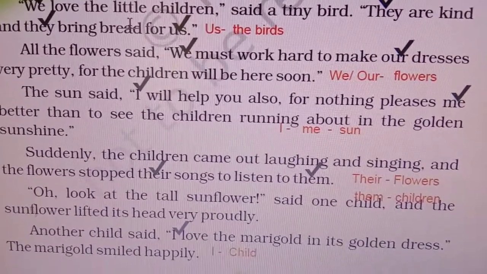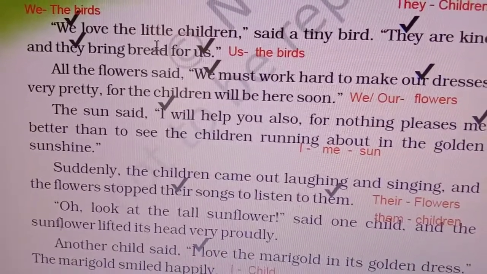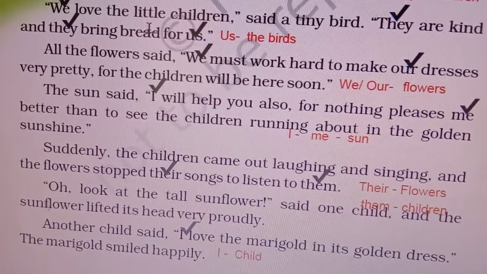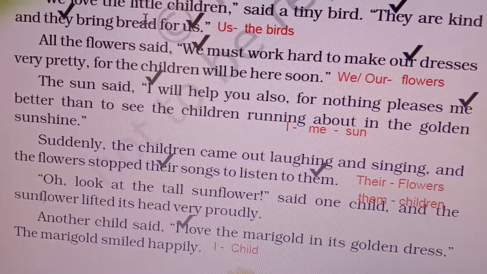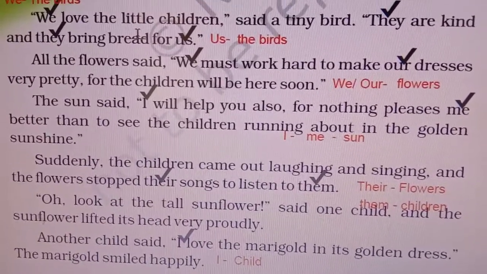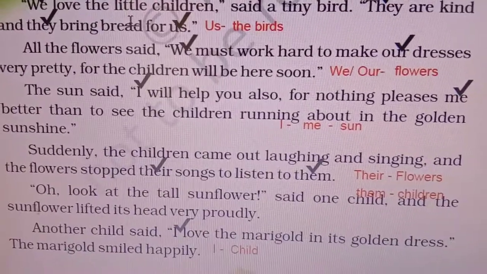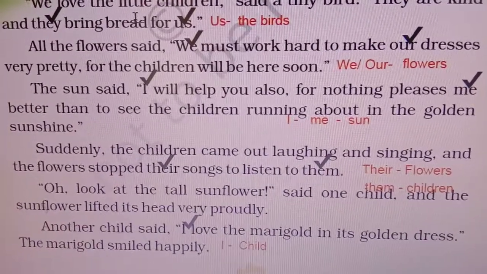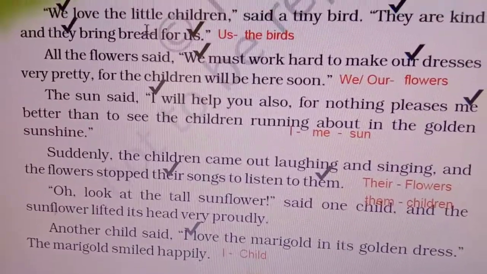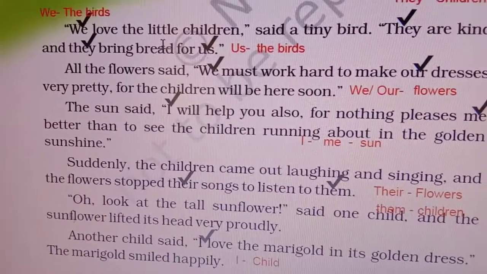All the birds said we must work hard to make our dresses. That means all the flowers said, yes, we must do hard work to make our dresses very pretty, very beautiful for the children. They will be here soon now and we will be ready with our beautiful dresses. "We" and "our" both are flowers. We and our are pronouns.